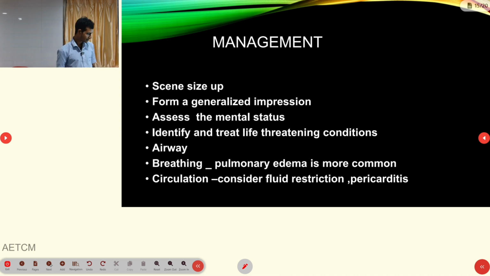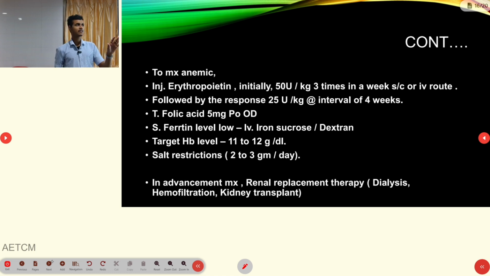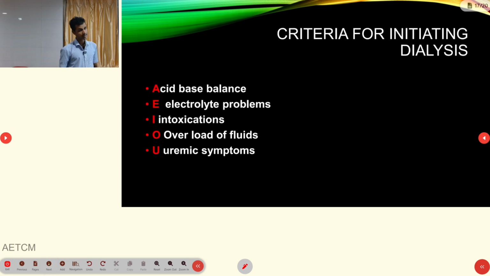Some additional things in hospital: we will manage the anemia. We will target a hemoglobin level of 11 to 12 gram per deciliter. For that we will give folic acid, and sometimes we will supplement erythropoietin itself. In advanced management, some people need renal replacement therapy like dialysis, hemofiltration, or kidney transplant.